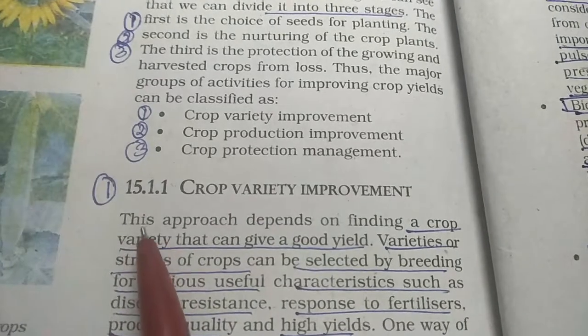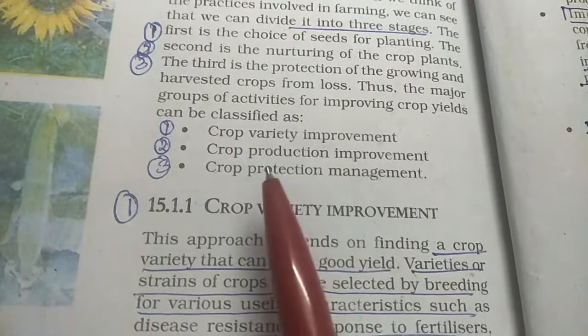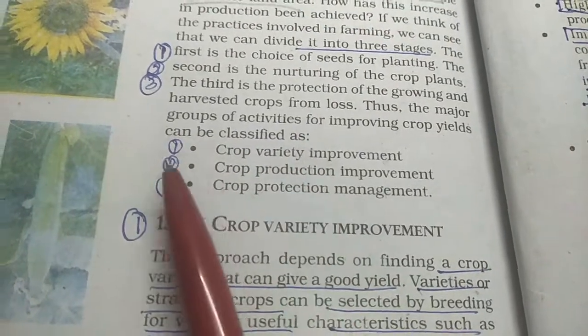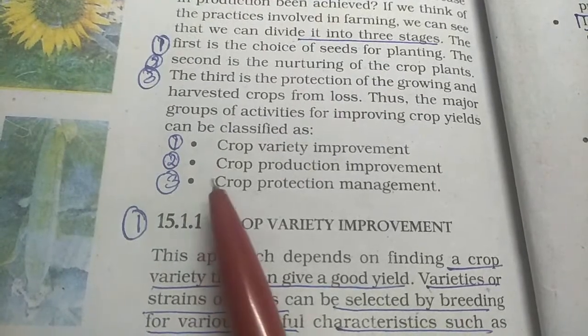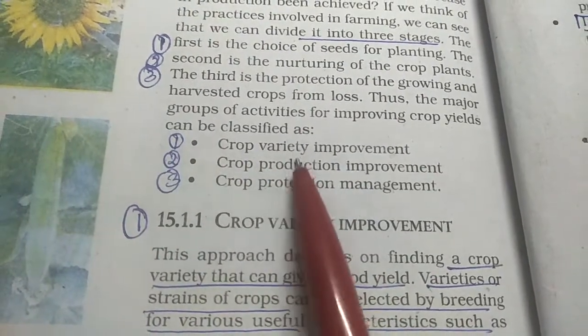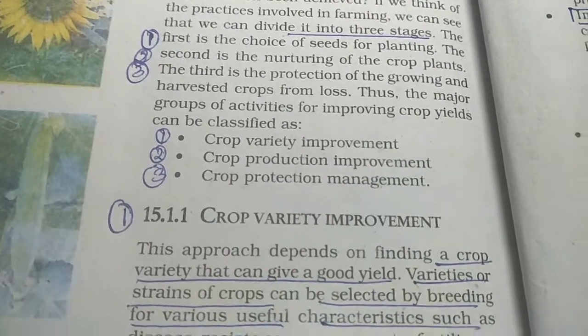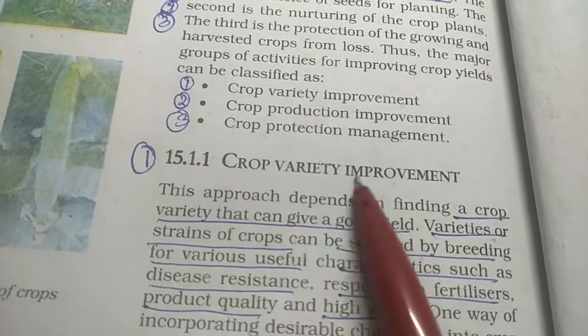Good morning, students. We'll start with the next topic, that is crop variety improvement. We have seen in the previous class that these are the three factors or three activities which are needed for improvement of the crop. Okay, so we'll start with the first one, crop variety improvement. Now this depends on the seeds actually. So let us see how we'll improve the crop variety.